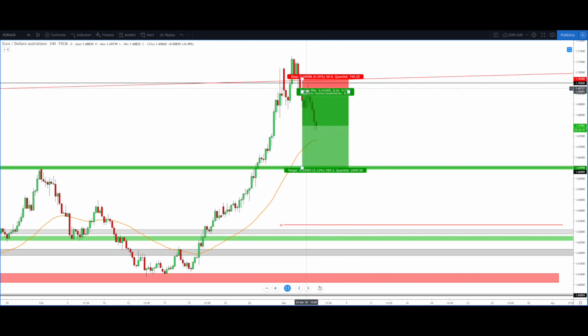And for today, after this perfect entry here, we need only to watch carefully the price action on the daily time frame first of all, because if the price confirms this candle, this could be a big bearish engulfing candle on the daily time frame and could be a strong signal for the next days.